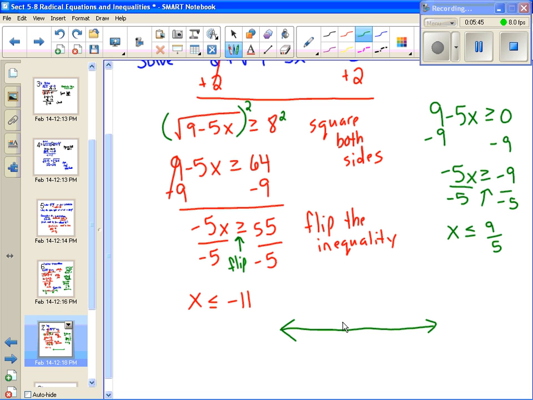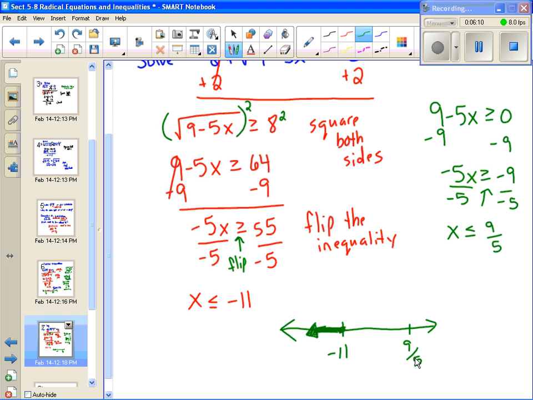Here's negative 11, and my solution is less than or equal to negative 11. Now think about where 9/5 is. Well, 9/5 is up here somewhere. And my solution has to be less than 9/5. Well, it already is, because it's less than or equal to negative 11.